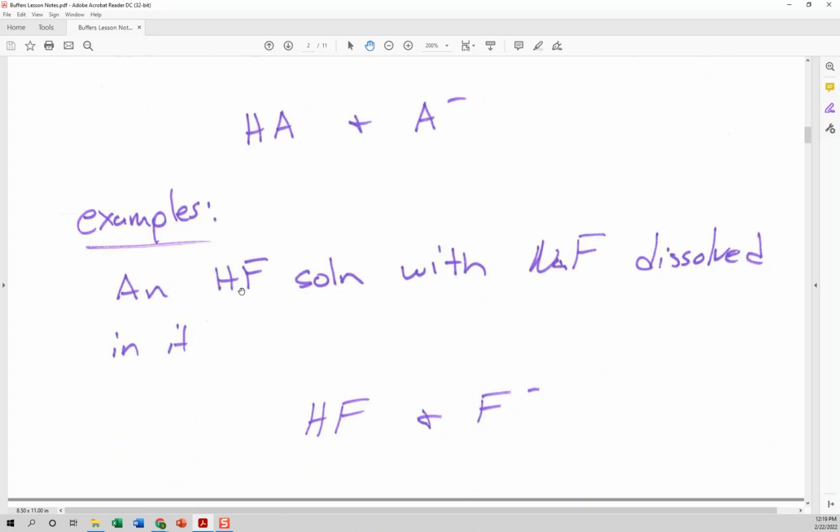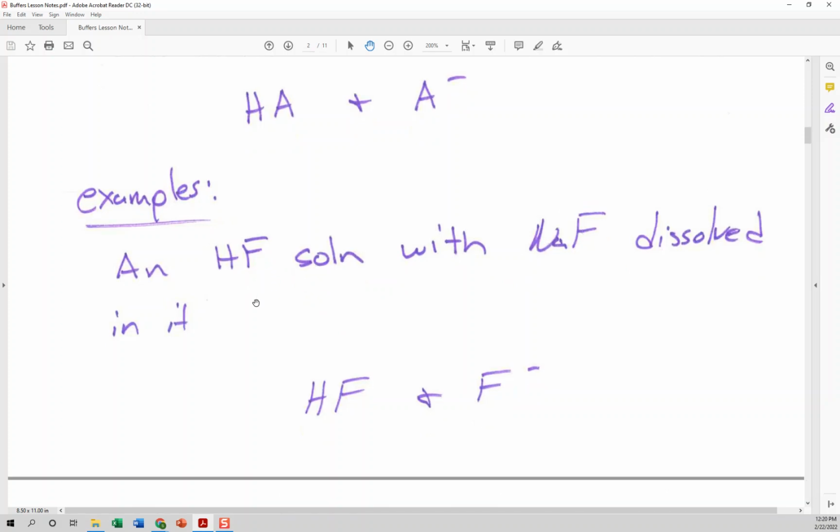What if I took an HF solution, so a hydrofluoric acid solution, and I added some sodium fluoride? Well, what we need to recognize, if I add sodium fluoride to the solution, what I'm really adding is sodium ions and fluoride ions. So in the solution, I have HF already because it's an HF solution, and I added fluoride ions. I don't care about the sodium.